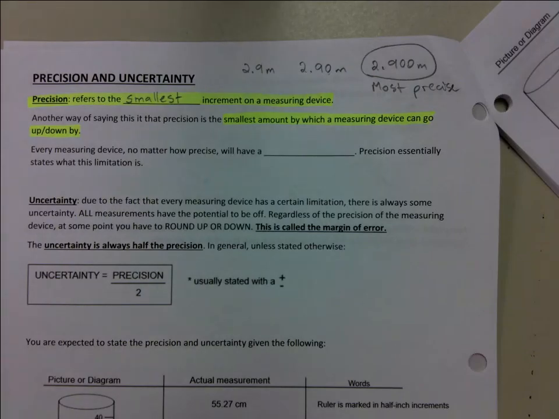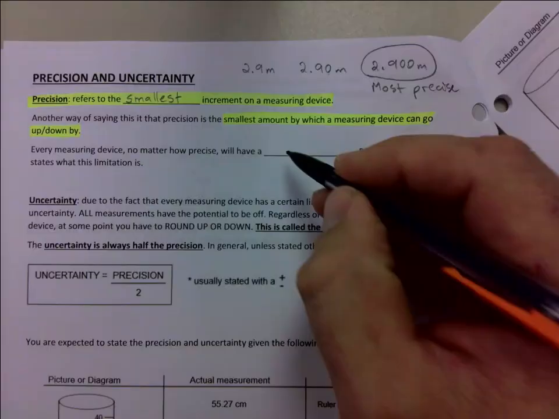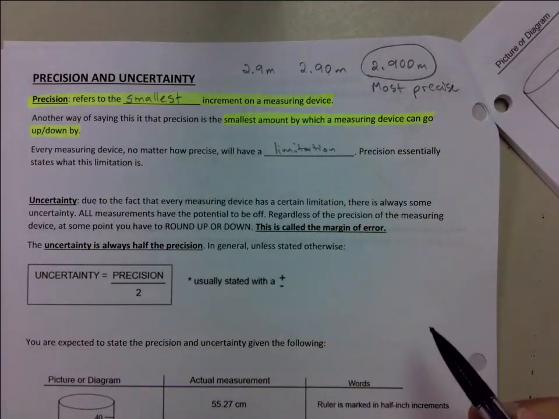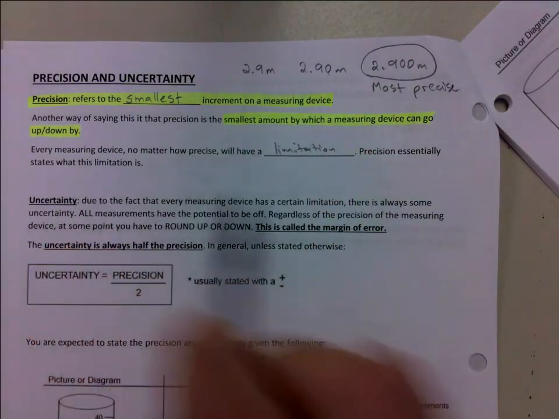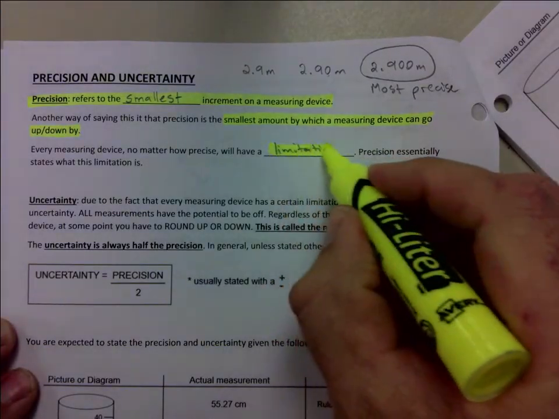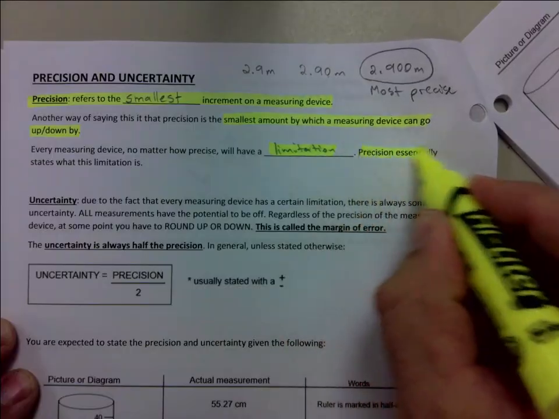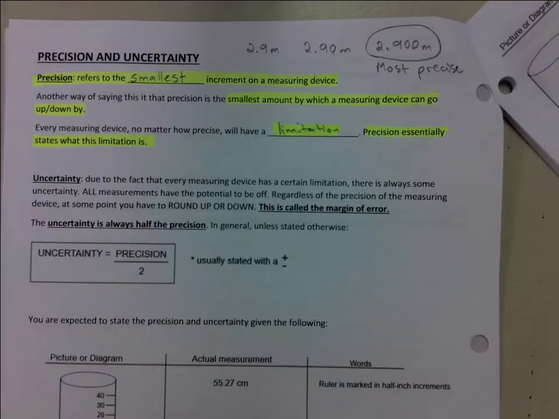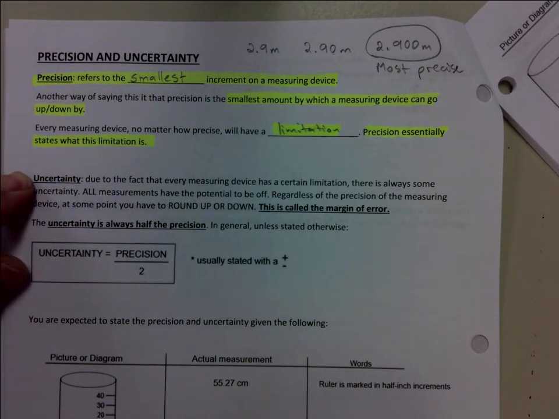Every measuring device, no matter how precise, will have a limitation. Precision essentially states what that limitation is. Okay. Uncertainty, that's the other big topic. I'm going to use a different color for that one, but they are very much related. Okay. You need precision to come up with your uncertainty.